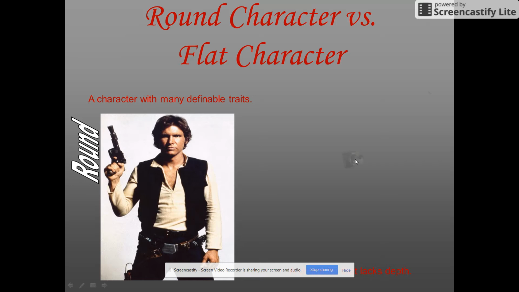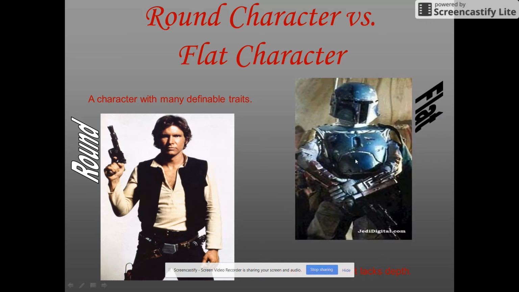A flat character is not a character that's been run over by a truck. Rather, it's a character that lacks depth. Like this guy right here. I think his name is Boba Fett. He doesn't say anything. There's nothing else we get about him except for silent and evil.